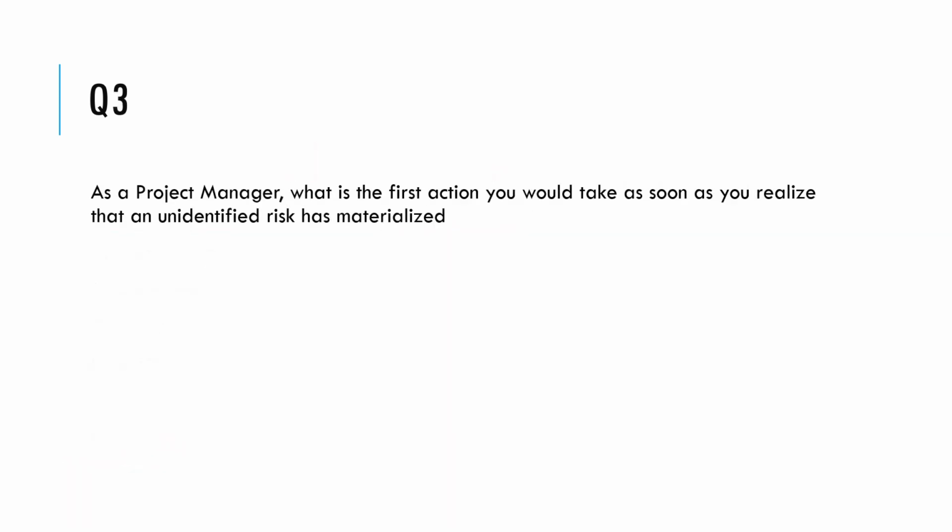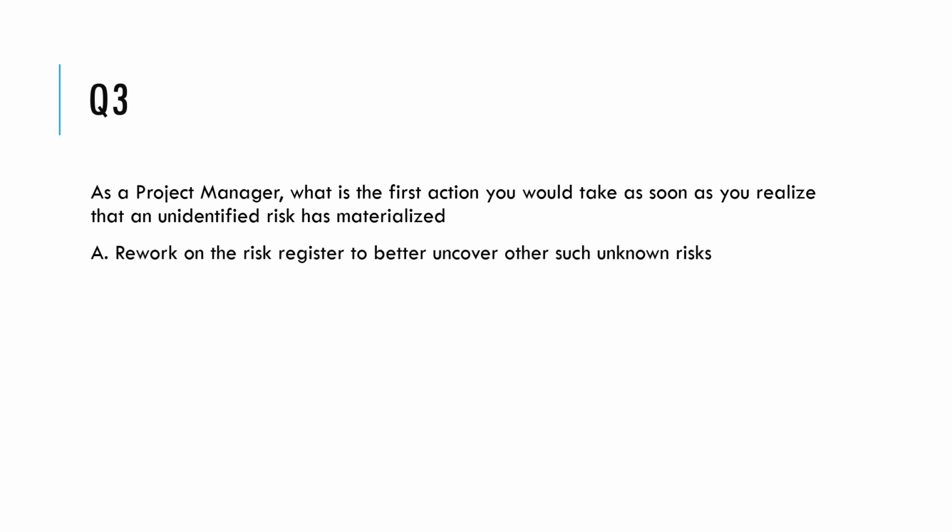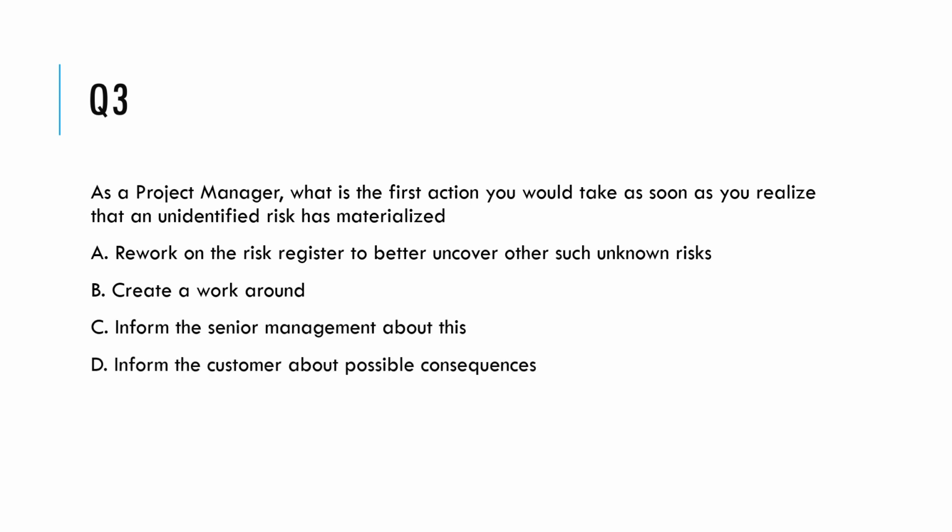Question number 3, as a project manager, what is the first action you would take as soon as you realize that an unidentified risk has materialized? A lot of keywords in this question. I'll go over them once we look at the options. Rework on the risk register to better uncover other such unknown risks. Create a workaround. Inform the senior management about this. Inform the customer about possible consequences.